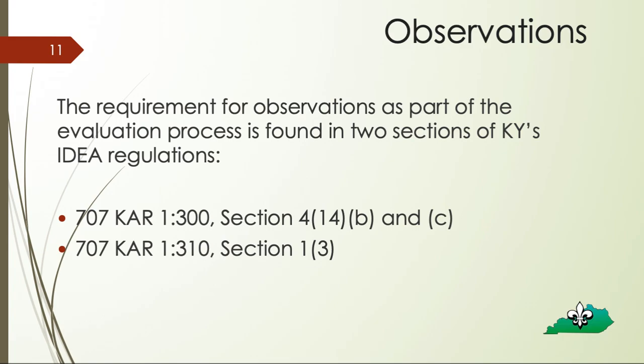The requirements for observations as part of the evaluation process is found in 2 sections of Kentucky's IDEA regulations: KAR 707 1-300 Section 4 and KAR 1310 707 Section 1 Subsection 3. The Kentucky Department of Education interprets this to mean multiple observations. Remember, for all initial evaluations, the observations must include at least 2 formal observations. Many times, more observations may be needed to gain a triangulation of the data.